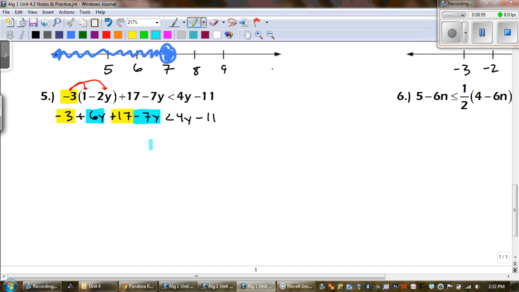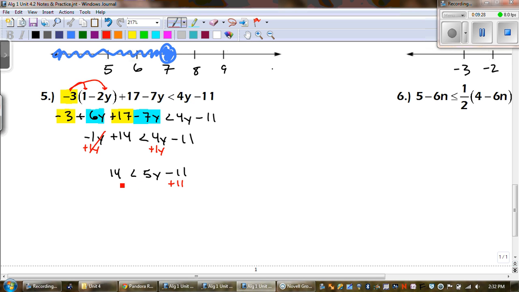there are 2 things that we have to combine. 6 minus 7 is negative 1y. Negative 3 plus 17 is positive 14. Okay? So now we have to move the smaller variable. And we get 14 is less than 5y minus 11.